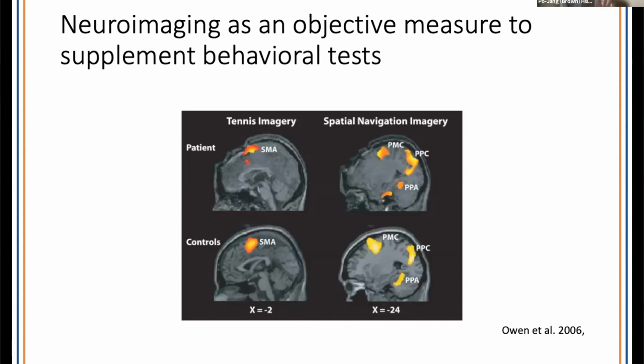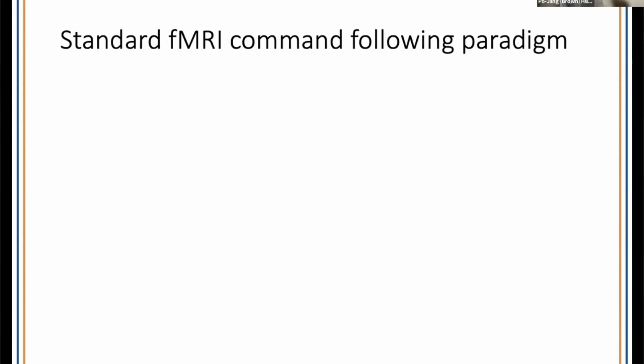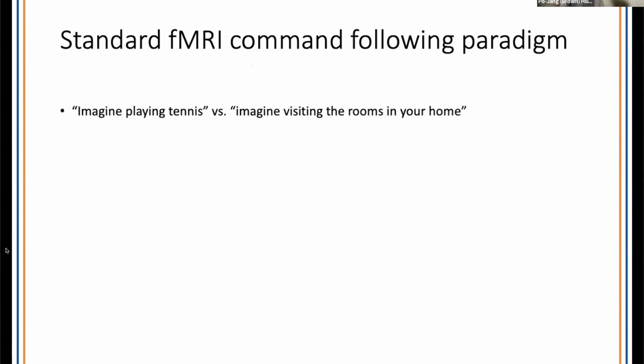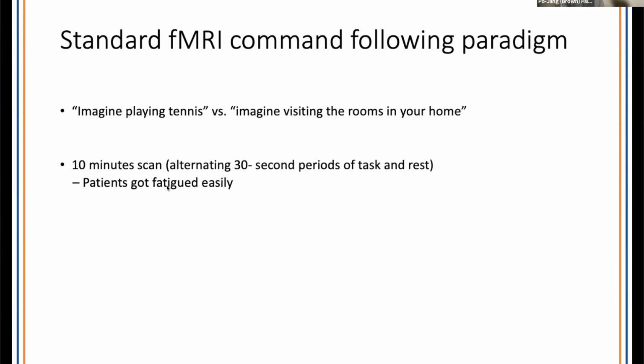Okay, and we were interested in this finding, so we decided to dig further and investigate exactly what paradigm they use. In this standard fMRI command following paradigm proposed by Adrian Owen, they usually use something like imagine playing tennis versus imagine walking around in your room. They suggest that a 10-minute scan is enough because if you scan them for too long, people tend to get fatigued and the signal gets washed out by these non-responding periods. So 10 minutes is enough.